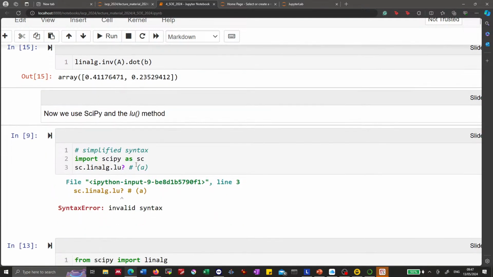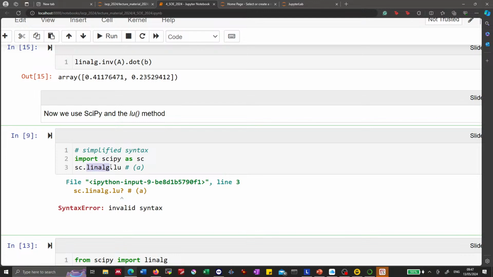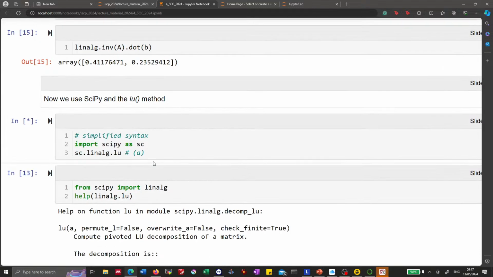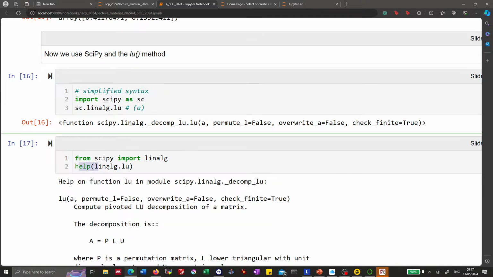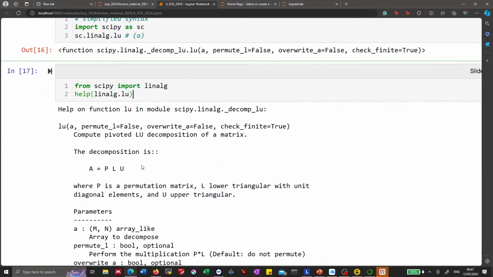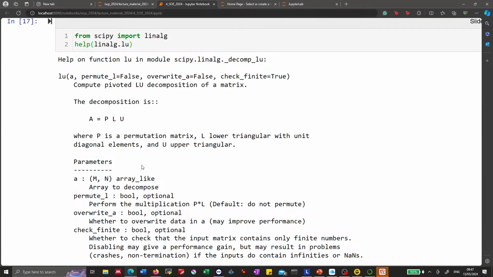Now, we look into how to get the lower upper decomposition. And in SciPy, we have a dedicated method for this called LU. So we import SciPy, and then SciPy also has a linear algebra component. From there, we call LU. Let's see. So we import. So it's there. If we want to have help, we can use the help built-in method in Python and see what LU can do for us.